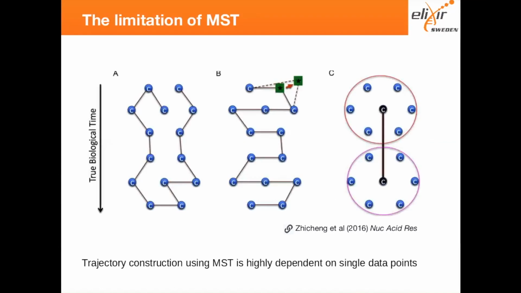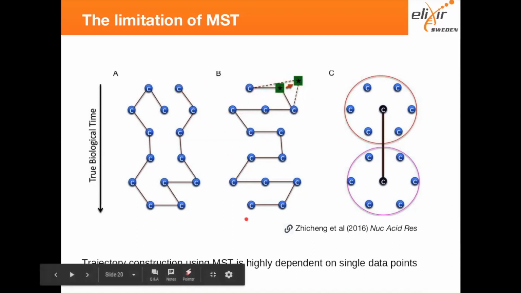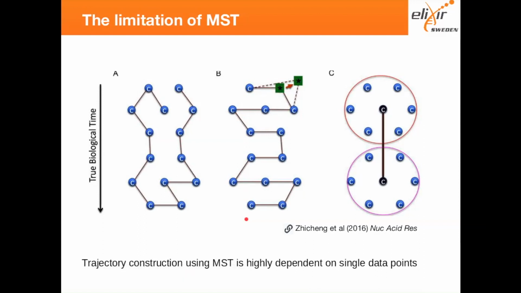The motivation for setting a trajectory using this method is that if you have a minimum spanning tree, let's say you consider these points, and you move one of those points a little bit further, like this one, that completely changes your trajectory. So using minimum spanning trees is really dependent on single points. If you don't have all or many transitional points, that can completely change a minimum spanning tree.